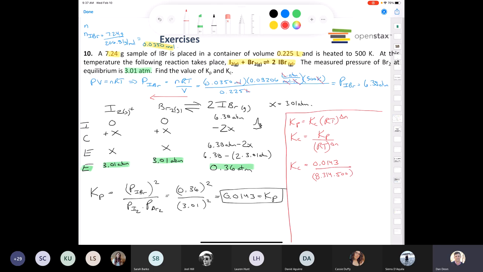Could anybody tell me what delta N is in this one? What's my delta N in this reaction? Exactly. My delta N is equal to zero, right? Delta N is equal to 2 moles of gas, subtract 2 moles of gas, which equals zero. So this is to the power of zero. So that means that Kc is going to be equal to 0.0143. So in this case, since there's no change in the number of moles of gas, this is an example where Kc is equal to Kp, since delta N is equal to zero.